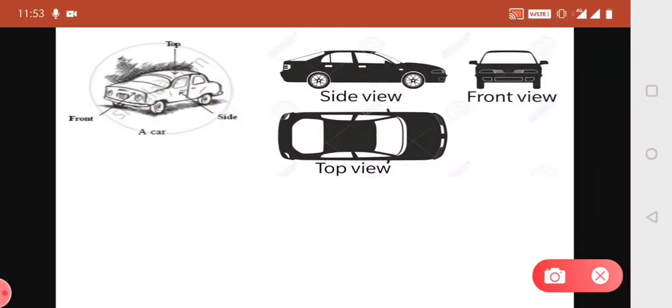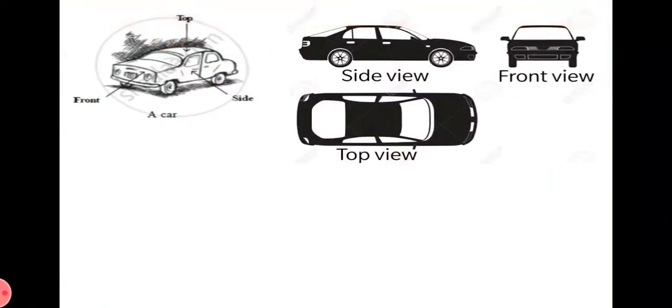Only you can see the up part of the car. That is, you can see this up part is made up of the roof of the car. So here you can see the roof of the car. These are the different views of a 3D object, your 3D shapes.